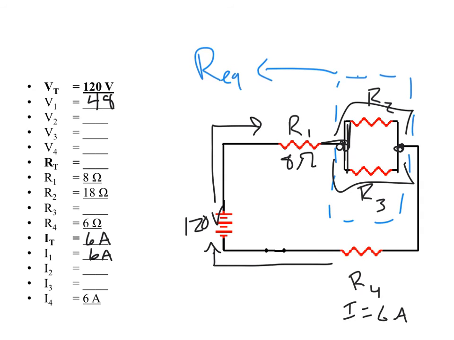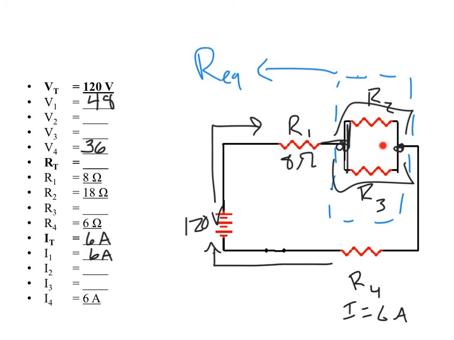Do I know R4? I do know R4. It's 6. And I4 is 6. So 6 times 6 is 36. So I know that that voltage is 36. I'm using Ohm's Law, V equals IR for each situation. Okay? Now, I need to know my total voltage from this point right here to that point right there.